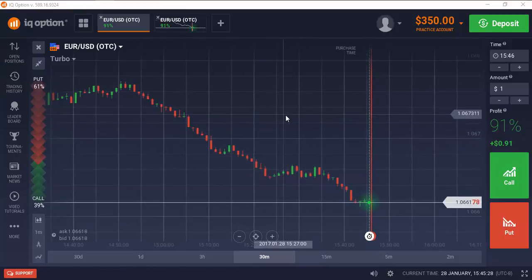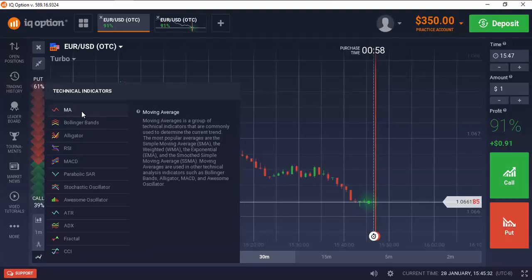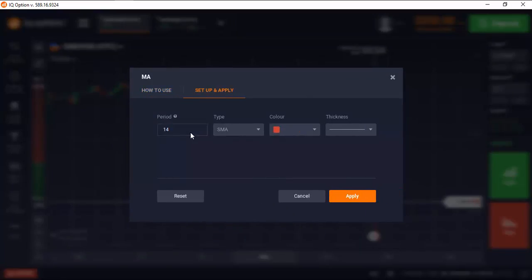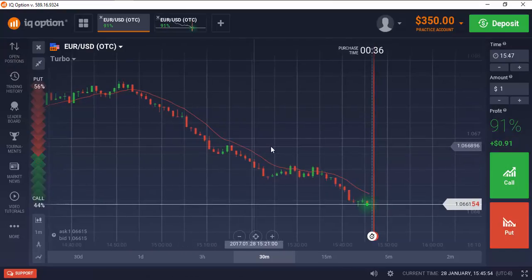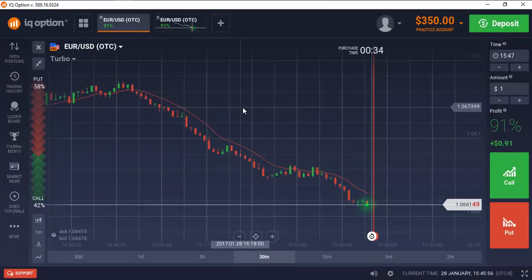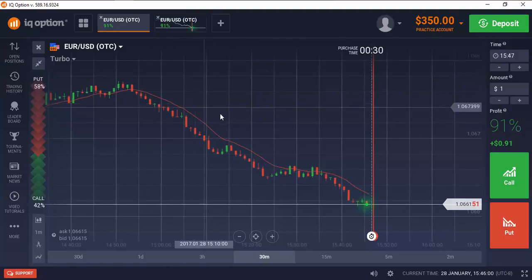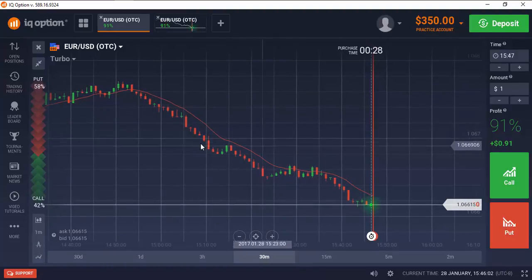Now let's set up the EMA. Move to indicators, moving averages, set up and apply, period 10, and the type will be exponential moving average. Apply. Upon a successful application, you can easily begin to see that the EMA shows some direction or helps us to confirm the trade direction.